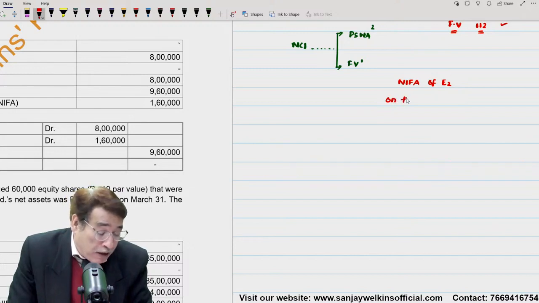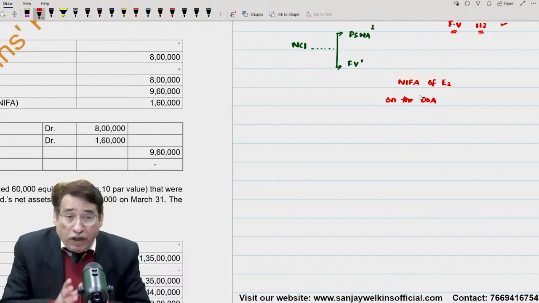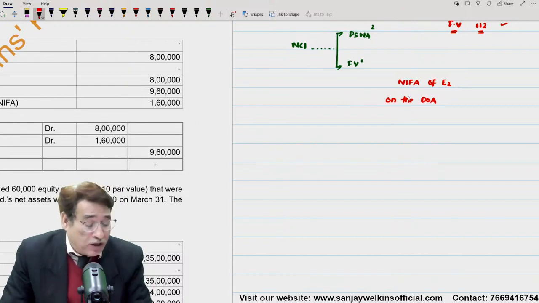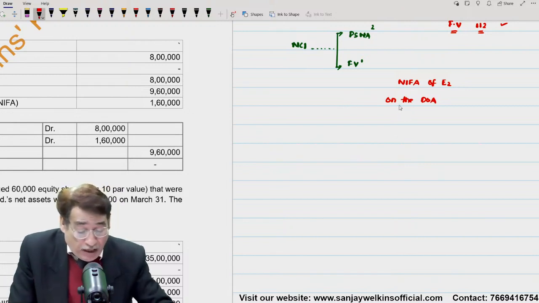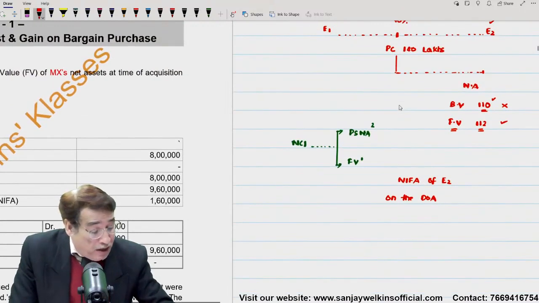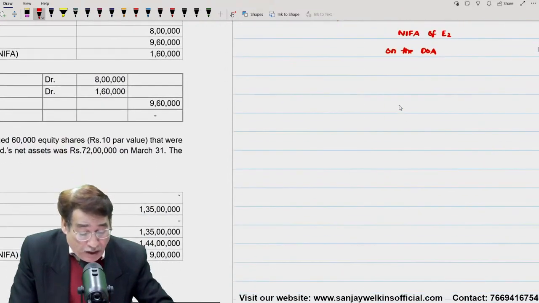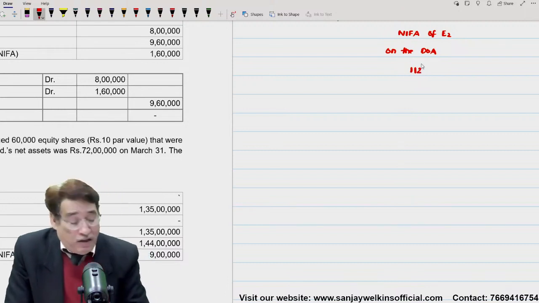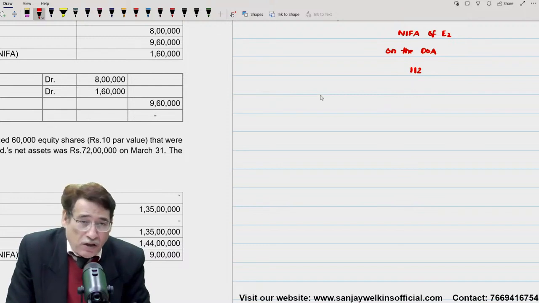So whenever I ask what is the amount of NIFA, you must understand I'm asking you the amount of net identifiable assets of the acquiree company on the date of acquisition, at their fair value. And we have seen that net identifiable assets were 112. So 112 is the net identifiable asset. Is it clear to you or not?